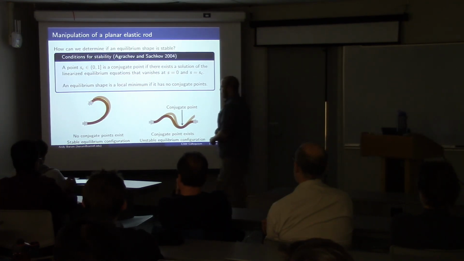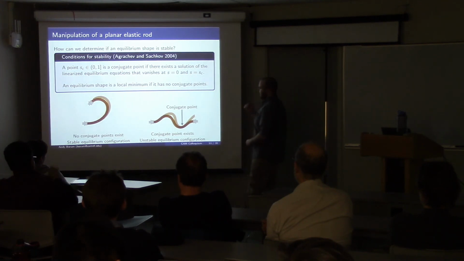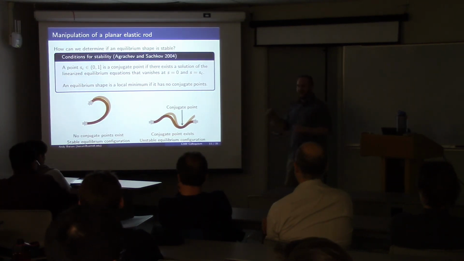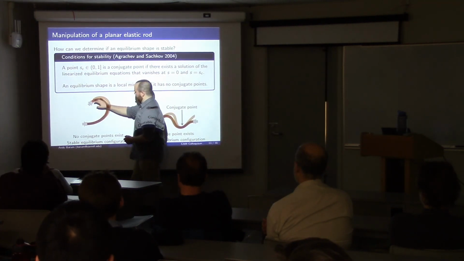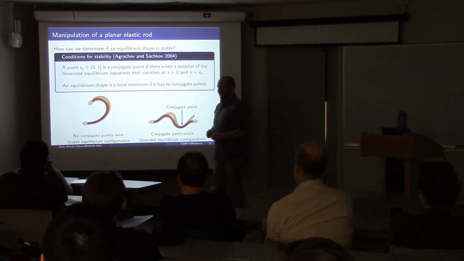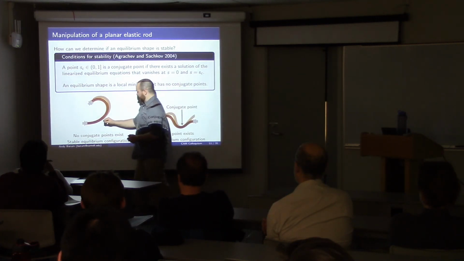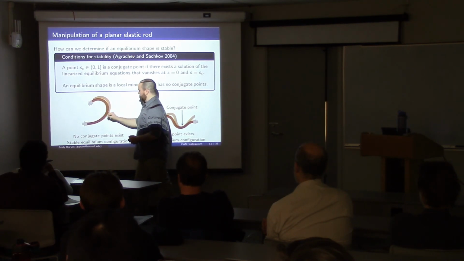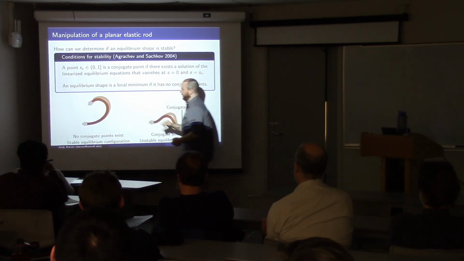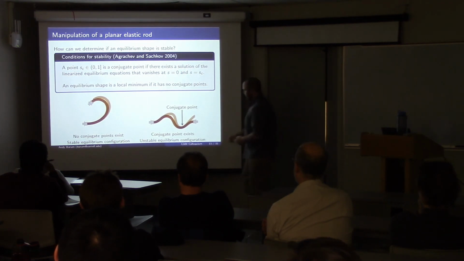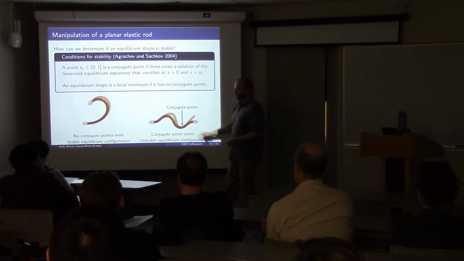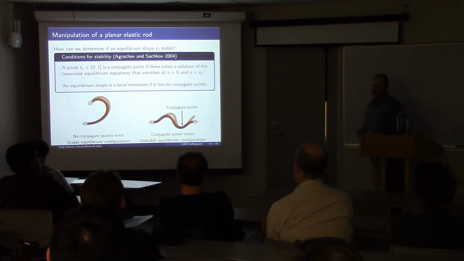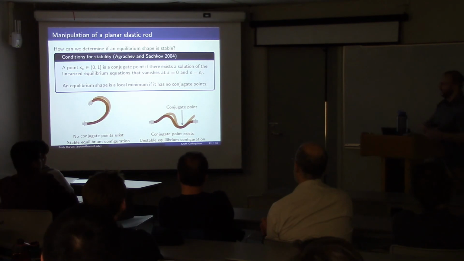So a shape is a local minimum if it has no conjugate points. The way we find conjugate points is we take the equilibrium equations that we found earlier and we linearize them about a solution. So first we find a solution, then we linearize our equilibrium equations about that solution. If every solution of those linearized equations does not vanish anywhere along the rod, then it's stable. If at some point those linearized solutions do vanish, for example here, then the shape is unstable. This is called a conjugate point. So this is just a test to determine which equilibrium shapes are stable and which ones are unstable.